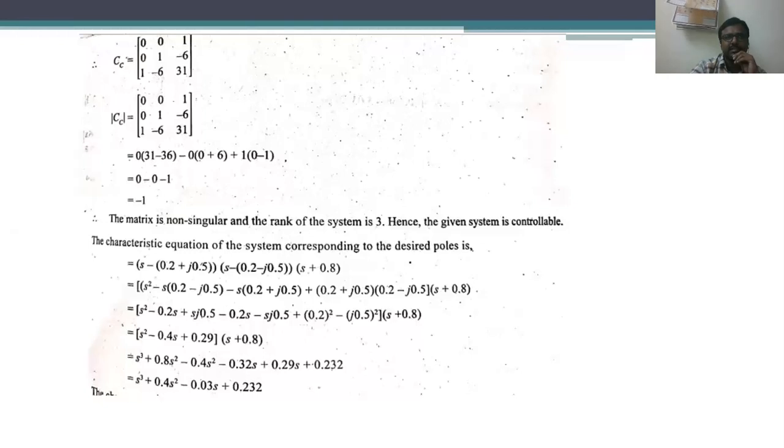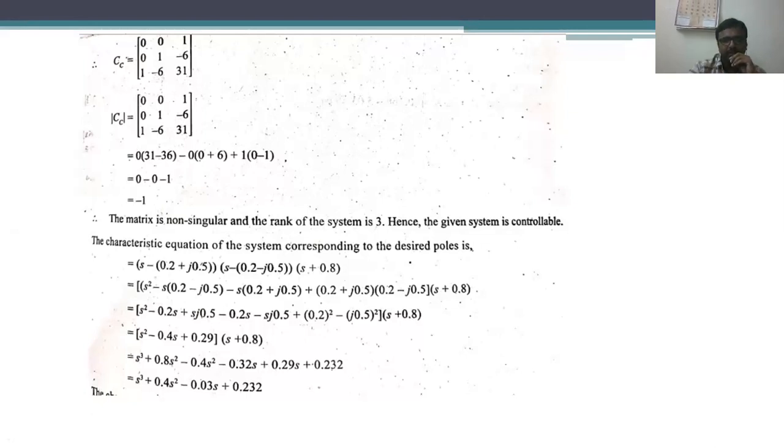If the determinant of this controllability matrix is not equal to 0, then we can say this particular system is a controllable system. So we have calculated the determinant of this matrix and obtained a value that is not equal to 0. So we can conclude this system is a controllable system.